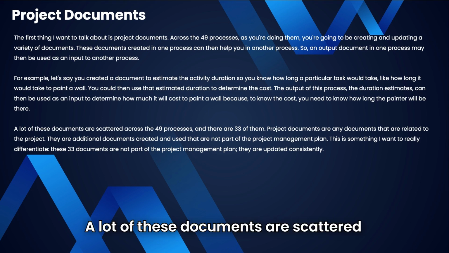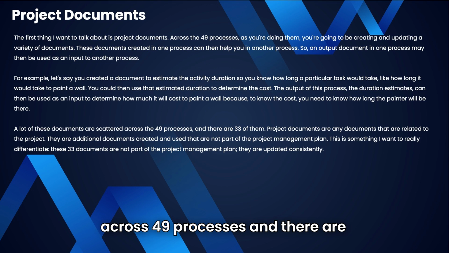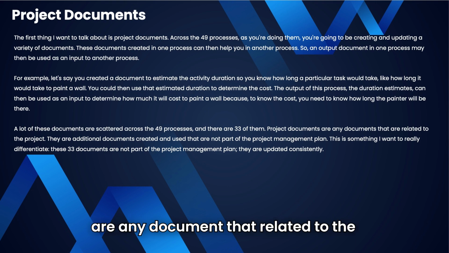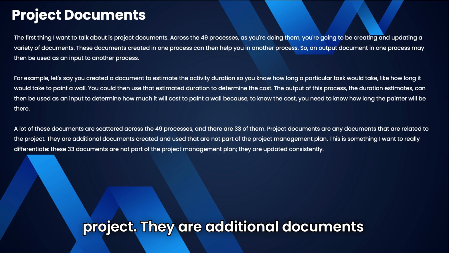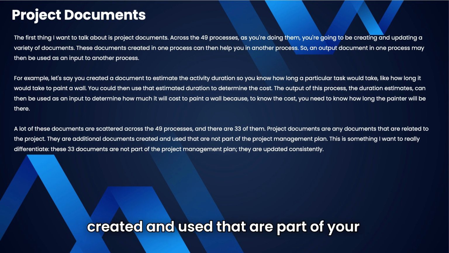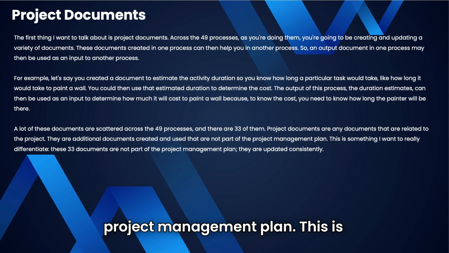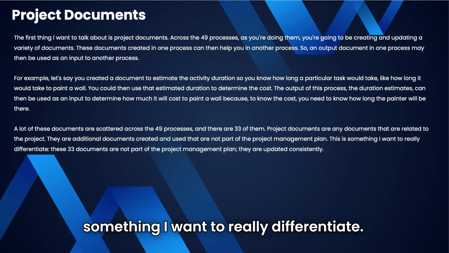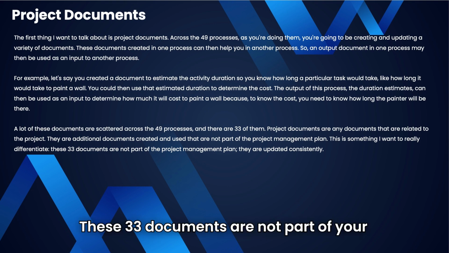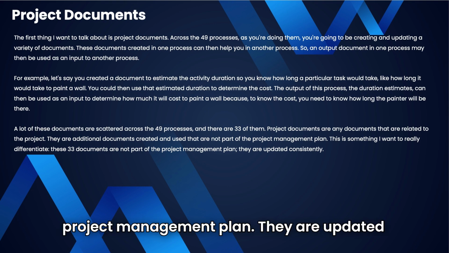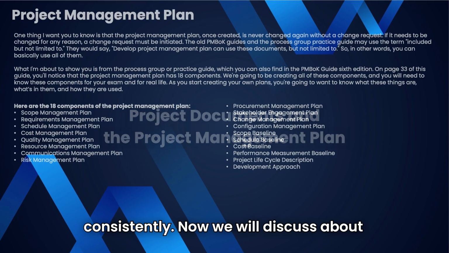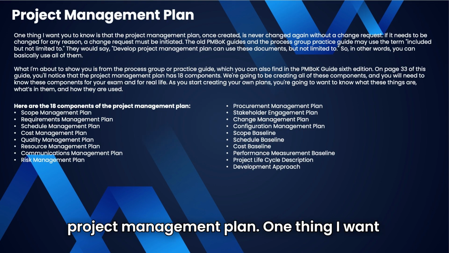A lot of these documents are scattered across the 49 processes, and there are 33 of them. Project documents are any documents related to the project. They are additional documents created and used that are not part of your project management plan. This is something I want to really differentiate. These 33 documents are not part of your project management plan. They are updated consistently. Now we will discuss the project management plan.